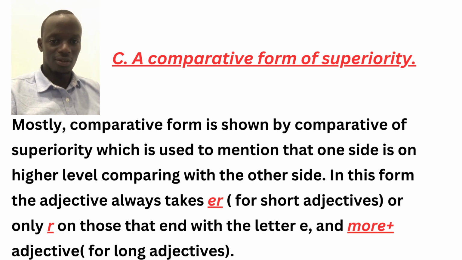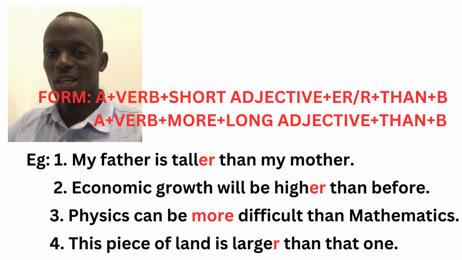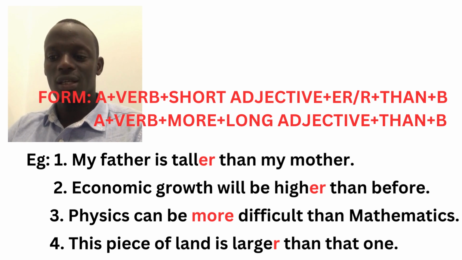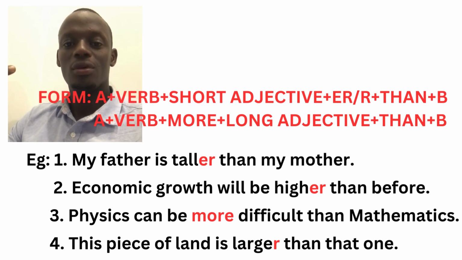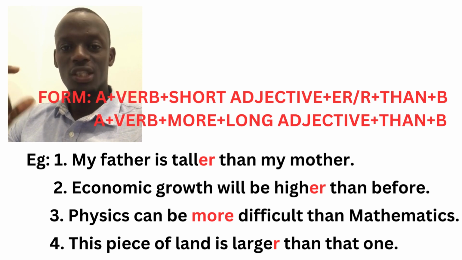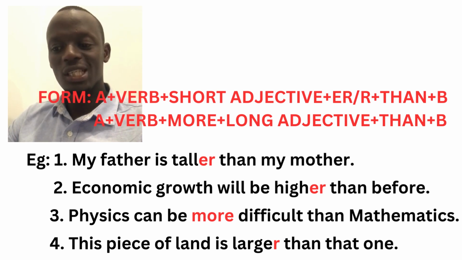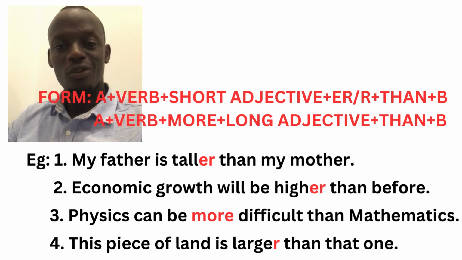Let's see this in detail. Let's take some examples, and we are going to learn from these examples, and I guess we are going to understand this one. Now example 1, we say that my father is taller than my mother, okay? So the adjective is tall. You understand, this is a single syllable adjective, tall. It is short, yes? So this is why we will add er to make a comparative form. Now we say my father is taller than my mother. Yes, this is comparative form of superiority.